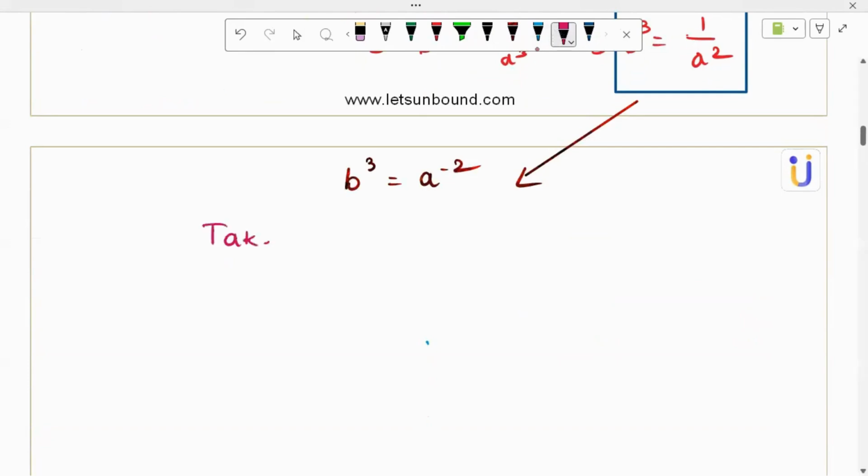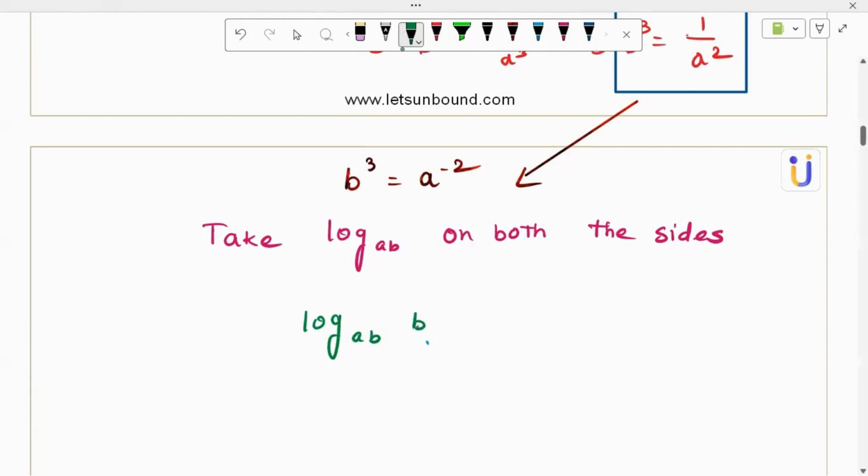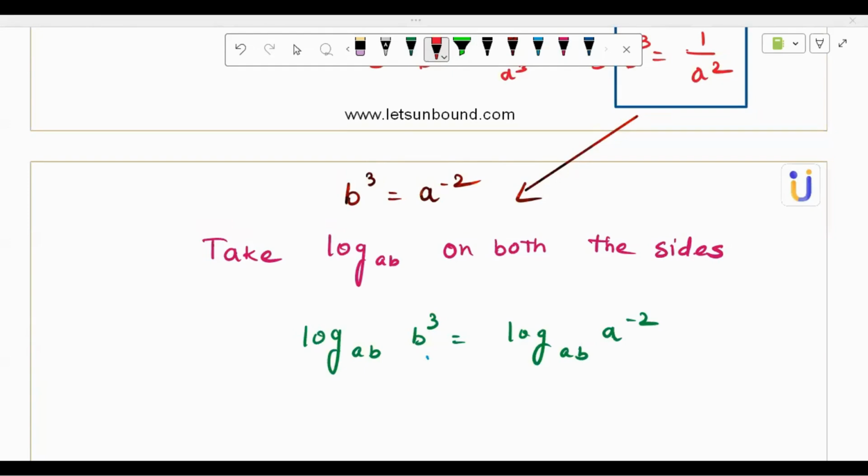Take logarithm with base AB on both sides. What will happen? Let's see. So log with base AB, B cube equals log with base AB, A power minus 2. And we know this rule. It is also given in our formula booklet. Let me switch to that part.